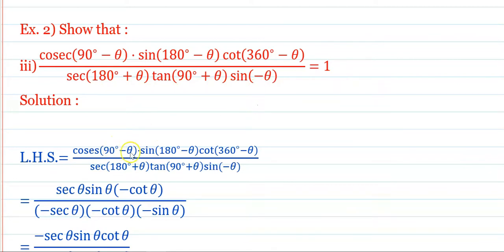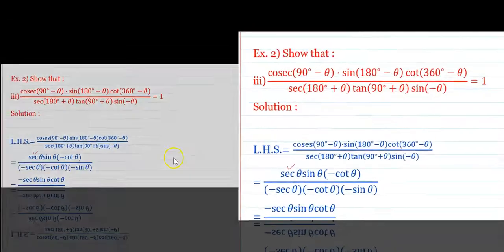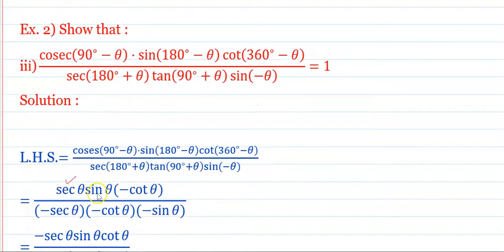Now cosec(90° − θ) is sec θ, and sin(180° − θ) is sin θ. It is in the second quadrant. Now here, π/2 − θ, therefore the function will change. Cosec becomes sec, and sec becomes cosec.